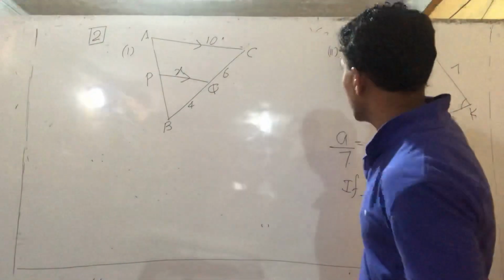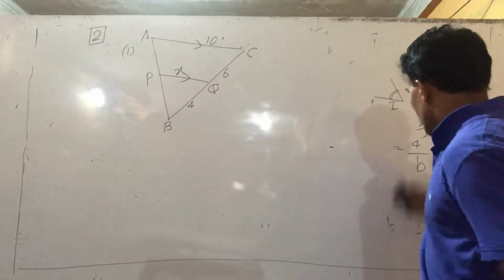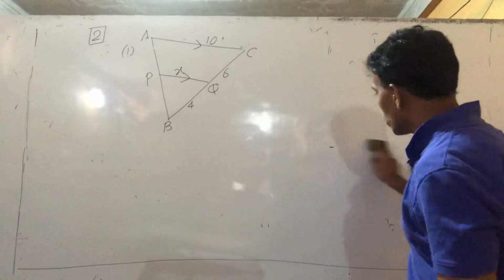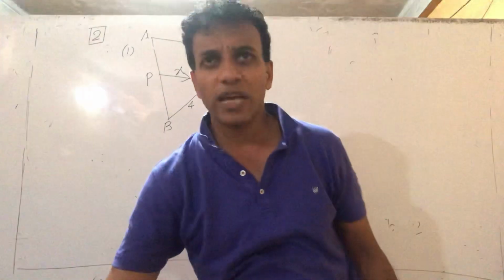That equiangular. So before that, a diagram is always important. Without a diagram, no geometry. Some students won't draw the diagram.